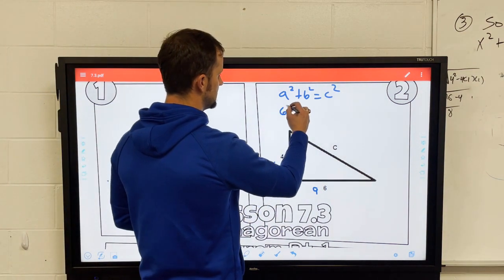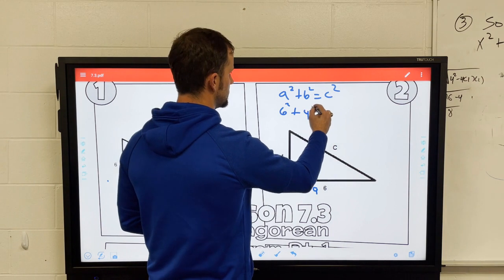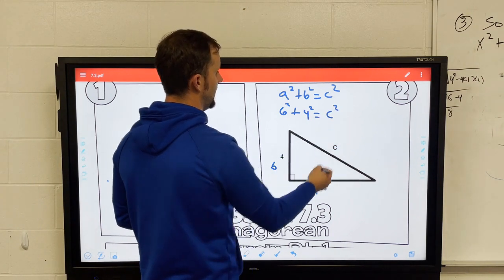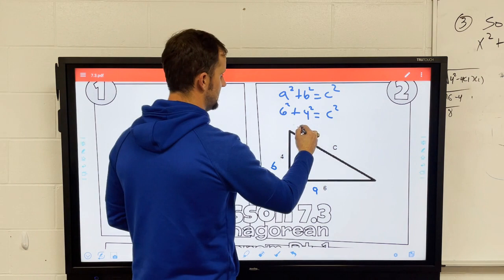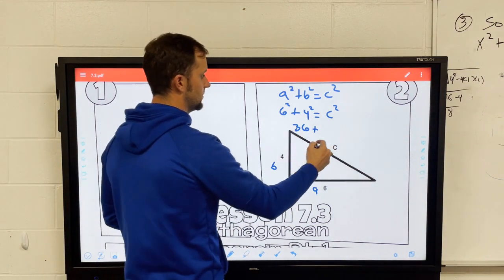So A is going to be 6 squared, B is going to be 4 squared, and then C is what I need to find. So 6 times 6 is 36. 4 times 4 is going to be 16.